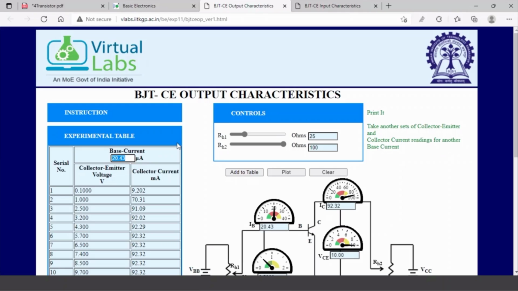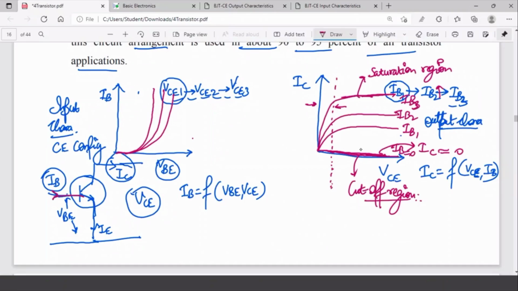One with IB equal to 15.3, around 15.3, whatever the value was there, which you have seen, and the other one is 20.43 microamperes. For these values of base currents, you will get two curves which have to be plotted on the same graph. So here IB1 is for 15 microamperes and this is for 20 microamperes. So these two curves you will get.